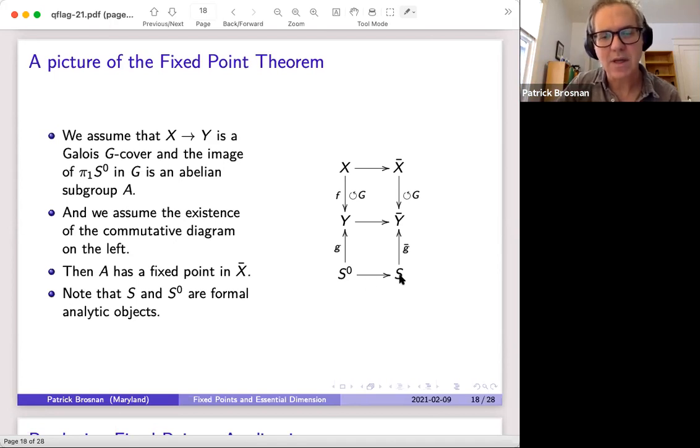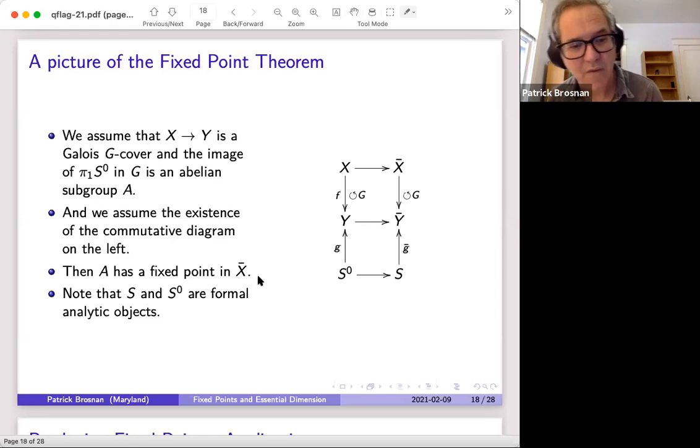And then S naught is with the coordinate hyperplanes removed, and then S is that whole thing. Okay, so we assume that X to Y is this G Galois cover, and the image of pi 1 of S naught in G is the abelian subgroup A. And we assume the existence of the commutative diagram, this whole commutative diagram on the left. Then A has a fixed point in S bar.